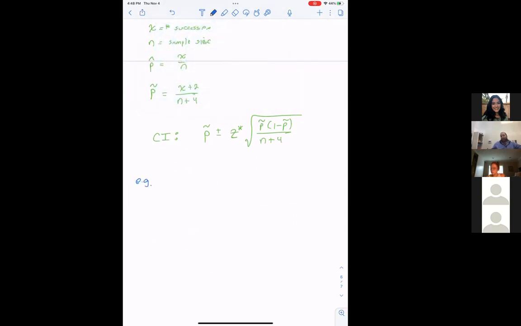So if it's a small sample, instead of the large sample confidence interval, we change it a little bit. We don't use P hat, successes over sample size, which is the most obvious, but rather we add 2 to the successes, we add 4 to the number of trials, and we use a slightly different formula. So let's do an example.